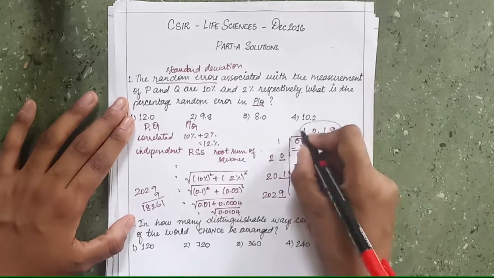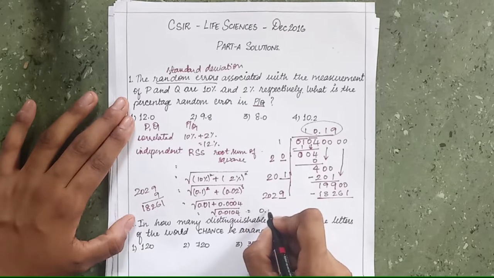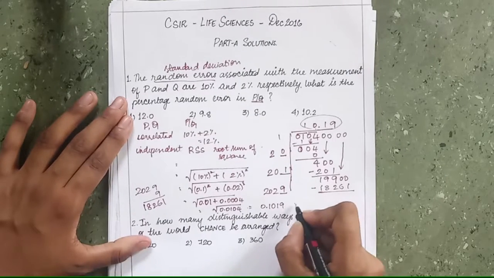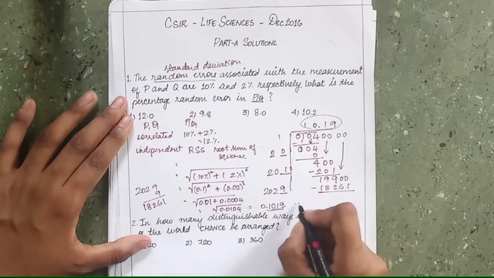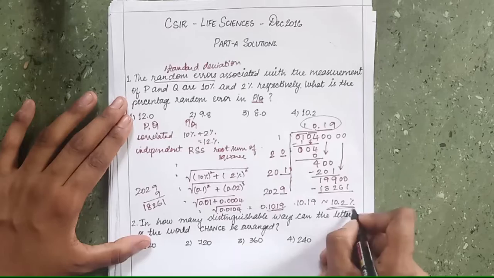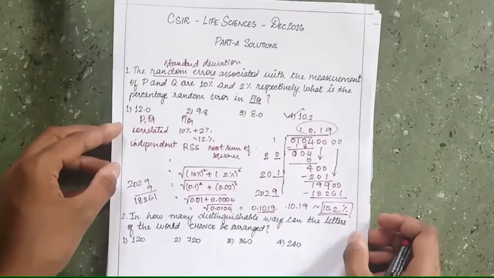So this is the square root of this value, that is 0.1019. So in terms of percentage, we have to multiply it by 100. So this is 10.19, which is equivalent to 10.2%. So option 4 is the correct option. Moving on to the next question.